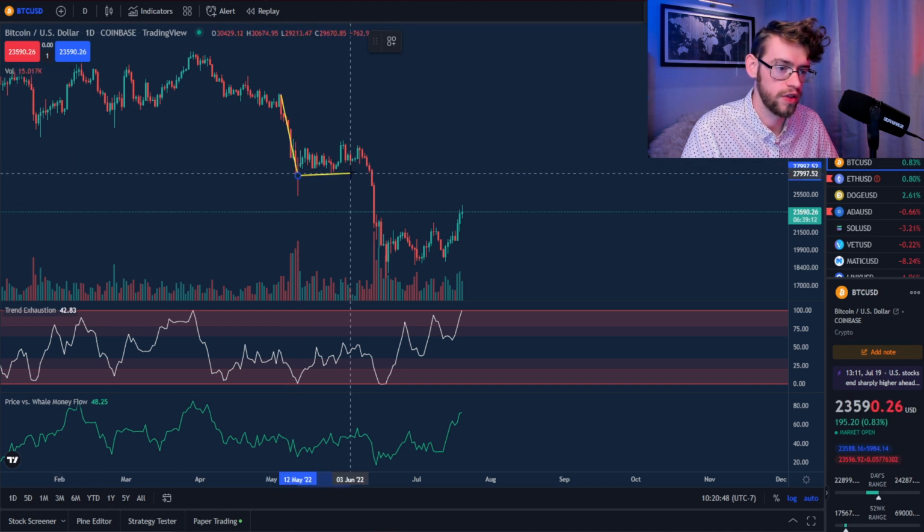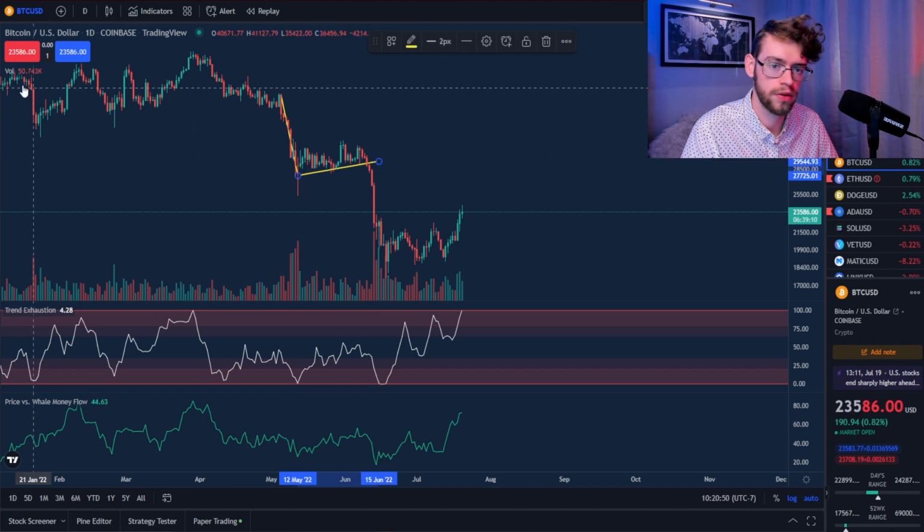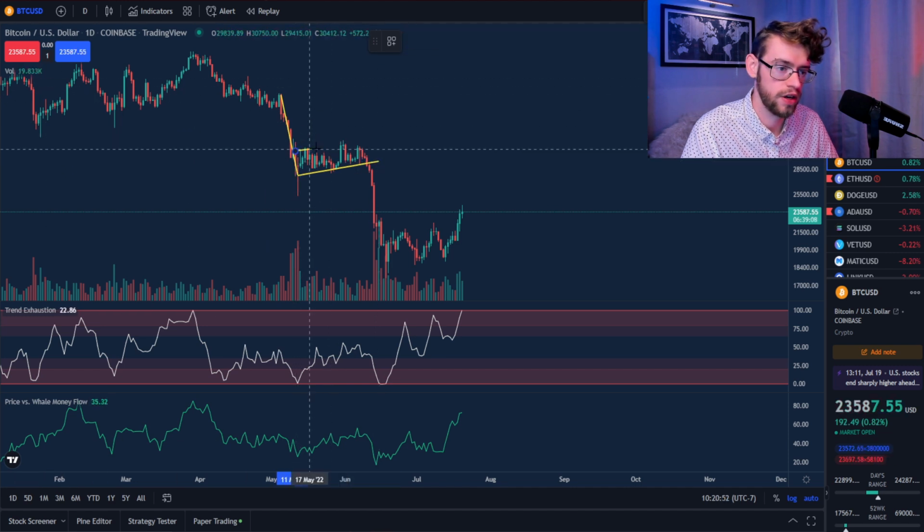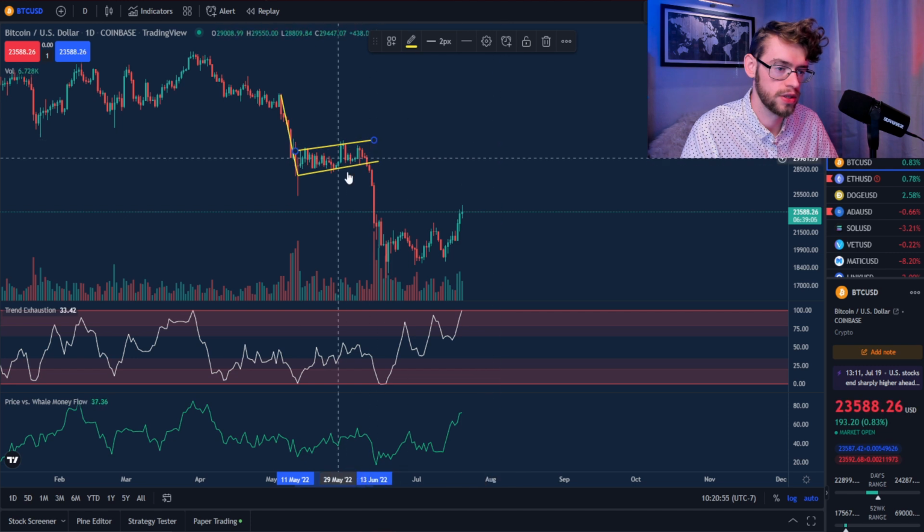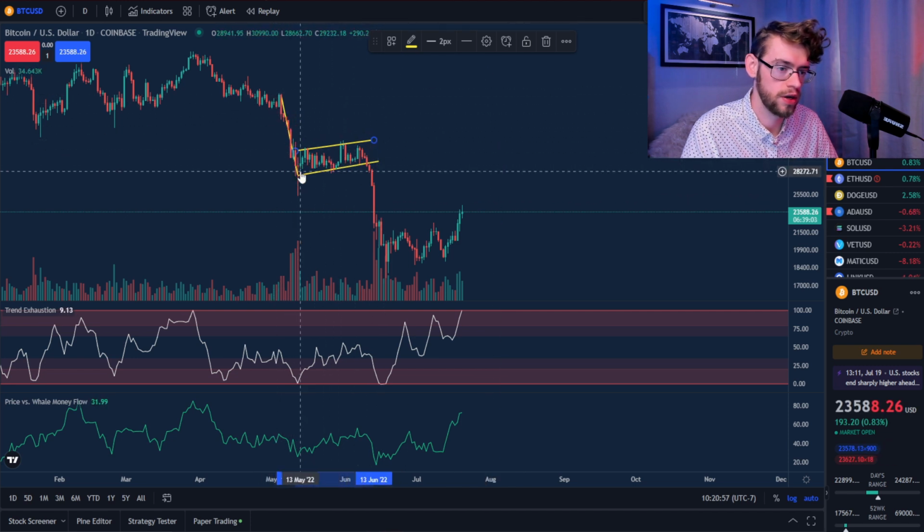Then you're going to take the bottom of the flagpole, and then you're going to find the support and resistance levels. Right here you see a great example of a bear flag, and it even broke out as a continuation pattern down.